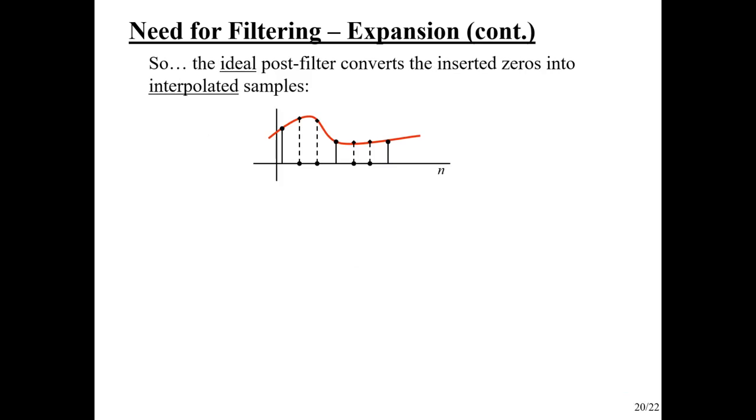So this is the idea of this post filter. It converts these inserted zeros into interpolated samples. So that's why we often talk about decimation and interpolation rather than decimation and expansion. So interpolation includes expansion, stuffing in the zeros, followed by this post filter that converts the zeros. Here I'm showing the zeros being converted into the values as it runs through that filter. Now for decimation, you don't have to pre-filter, but it usually is a smart thing to do. So expansion and filtering is called interpolation.